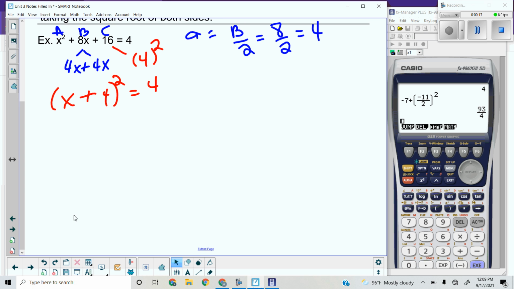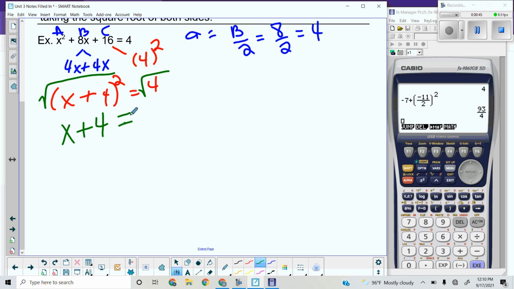So in 3.4 part 2, we used our new rule in order to factor the left side of the equation. Now to solve it, we take the square root. So we get x plus 4, because our squared cancels, equals, don't forget your positive, negative, and the square root of 4 is 2.